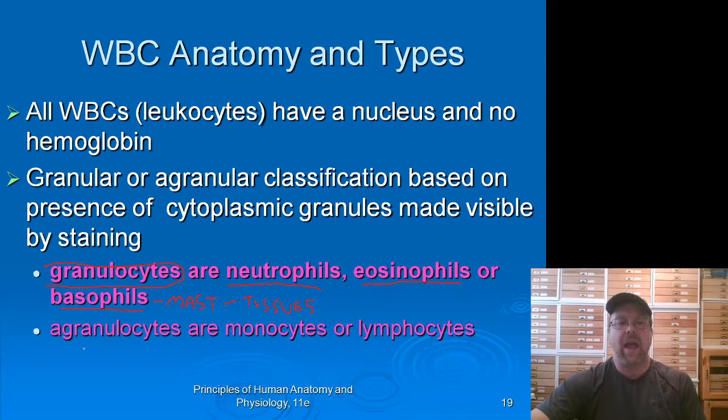And then we have our agranulocytes that are going to be our monocytes. Remember, those turn into macrophages. And then our T and B lymphocytes. So there's still three here because we're going to consider T cells and B cells as two different things, although they're both considered lymphocytes. So the granulocytes are neutrophils, eosinophils, and basophils. Our agranulocytes are going to be monocytes, and then our T lymphocytes and our B lymphocytes.